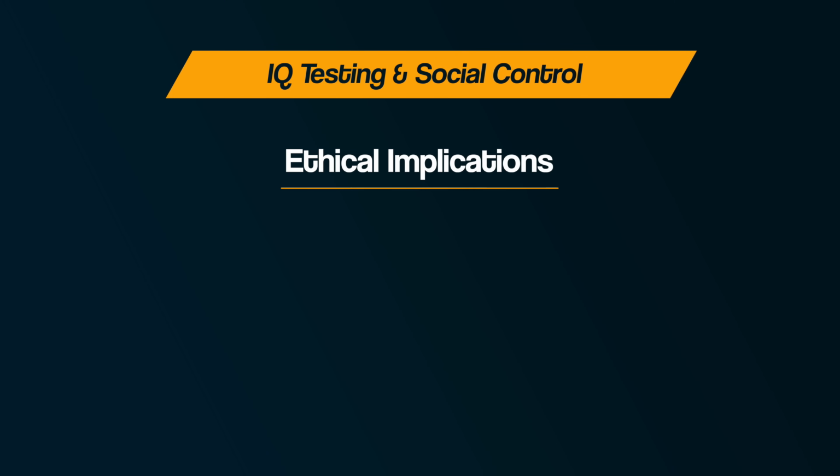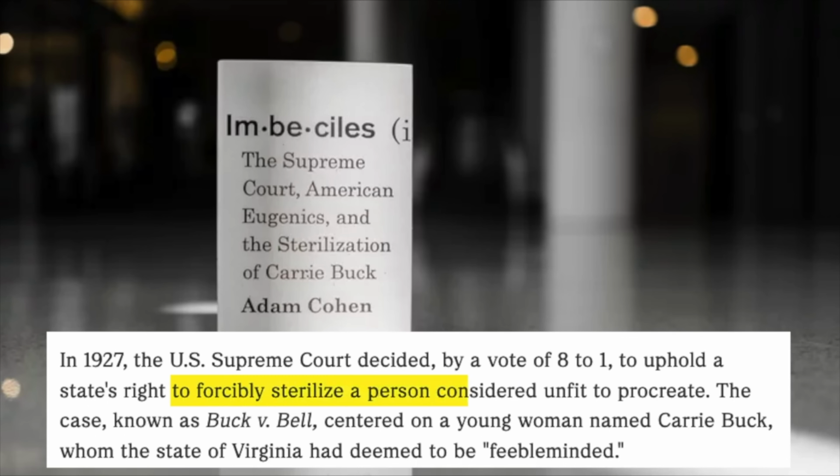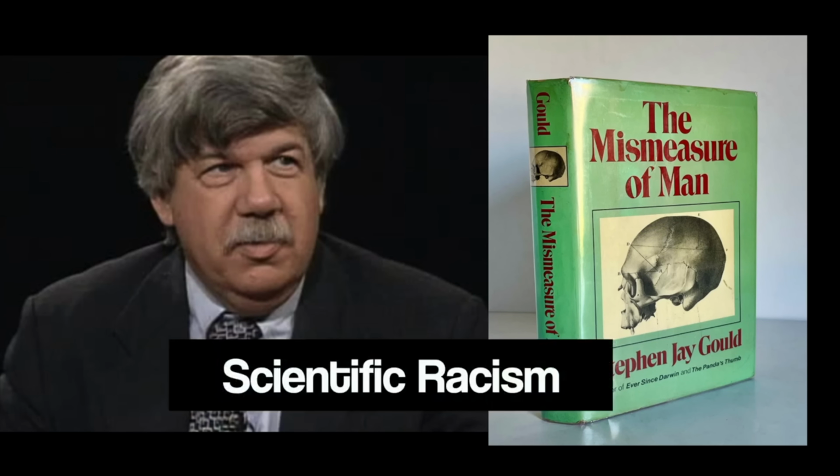how after World War I, intelligence data was misused to promote white superiority and justify sterilizing those labelled as feeble-minded to prevent them from reproducing. In 1920s and 1930s America, several states enacted laws enabling such forced sterilizations. This represents an extreme case of how psychological findings can be used to justify social control and discrimination. This was referred to as scientific racism by Stephen Jay Gould in The Mismeasure of Man.